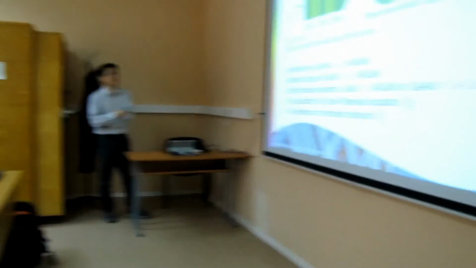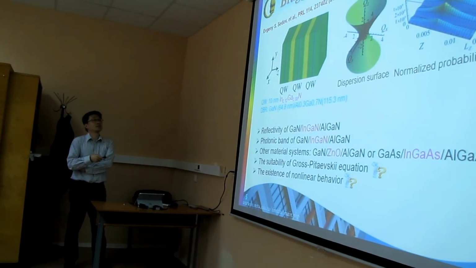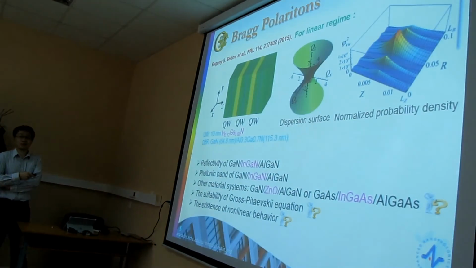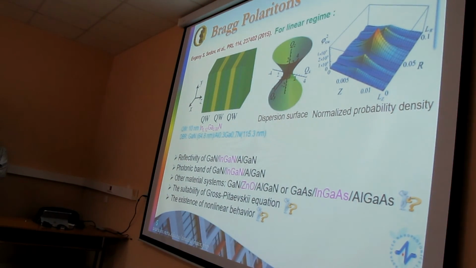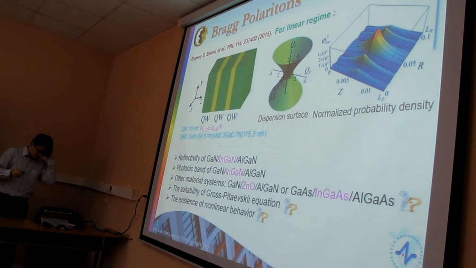And the final part is Professor Alajon's contribution. They propose a nano quantum mechanism. They propose a GaN Bragg mirror that includes 10 nanometer indium gallium nitride quantum wells. They discuss the linear and nonlinear behavior of this proposed structure.